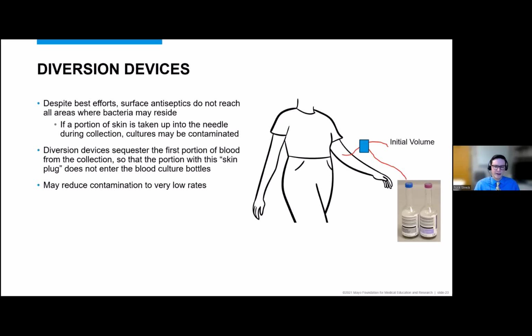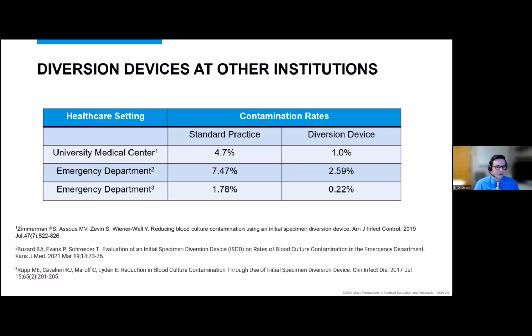Now that we've had these devices available to different institutions, we're starting to accumulate quite a bit of data. I tried to summarize that here with a few studies performed at different types of institutions and environments. Some compared contamination rates before and after implementation of these devices, and some even drew one set with a diversion device and, in the same patient, also did their routine method without the diversion device and compared contamination rates. Really across the board, we're finding that use of these diversion devices can reduce reported blood culture contamination rates.